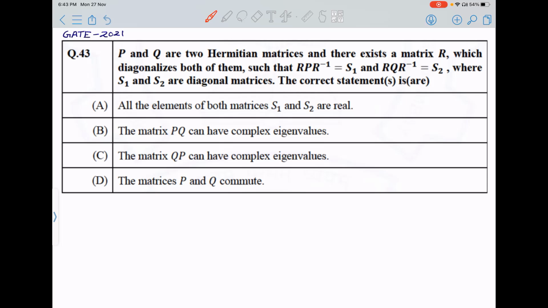Option A: all the elements of both matrices S1 and S2 are real. B: the matrix PQ can have complex eigenvalues. C: the matrix QP can have complex eigenvalues. And D: the matrices P and Q commute. So let us solve this problem.